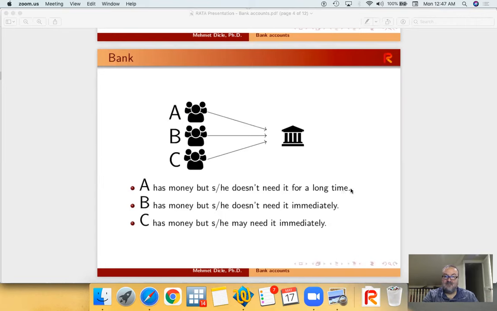Some of them don't need it for a long time. I mean, they have the money, they just don't need it now. They're just saving for retirement or college or some big expense in the future. Some people have the money, they just don't need it for a few years, but then they will need it. But for now, they don't. And then some people just have some money and then they need it for more immediate needs. And obviously, the same person can have different allocations of their own money for different maturities, different durations.